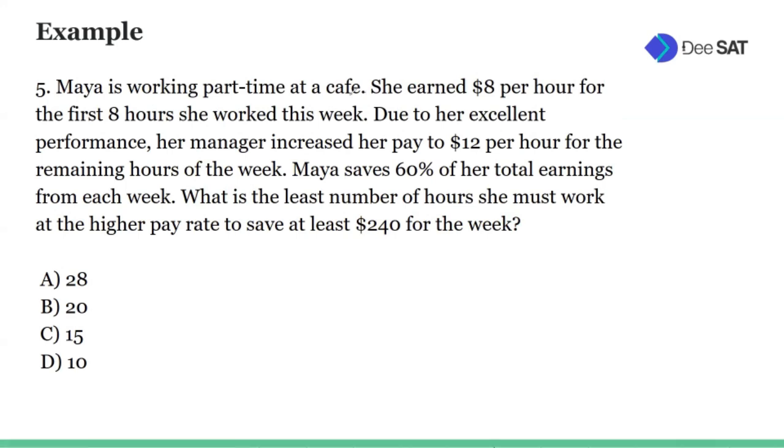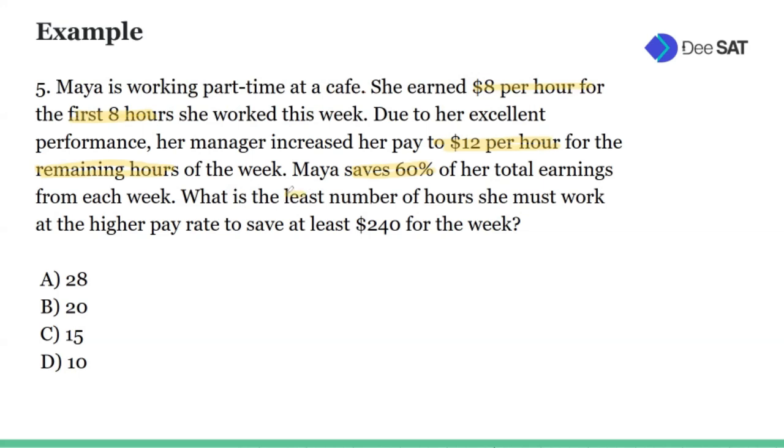Now the question says, Maya is working part-time at a cafe. She earned $8 per hour for the first 8 hours. So if you see the highlighted portion, she is getting $8 per hour for the first 8 hours that she'll be working. And due to her excellent performance, her manager increases her pay to $12 per hour for the remaining hours of the week. For the remaining hours, we don't know what they are. And Maya saves 60% of her total earnings from each week. What is the least number of hours she must work?